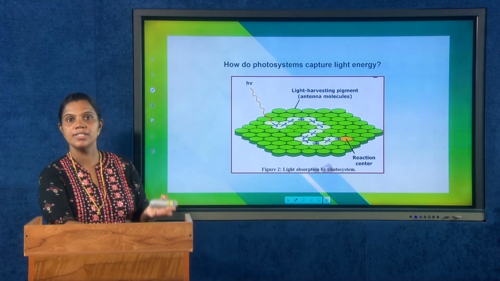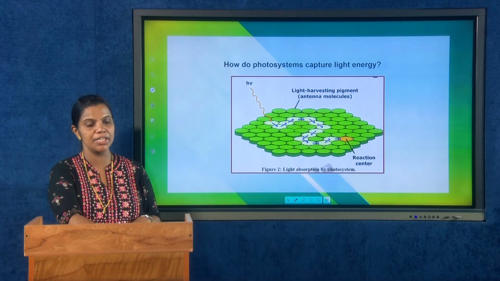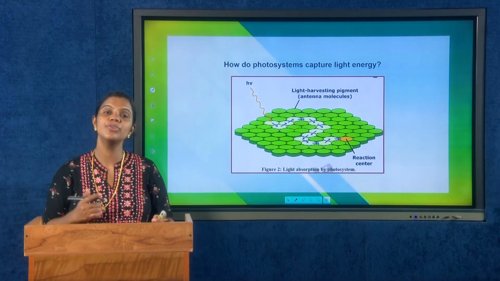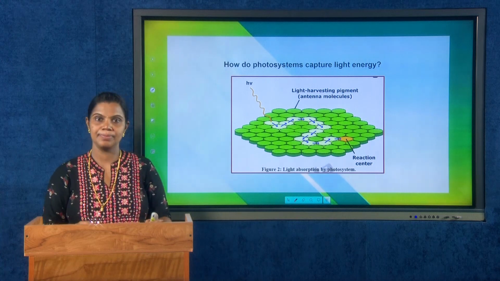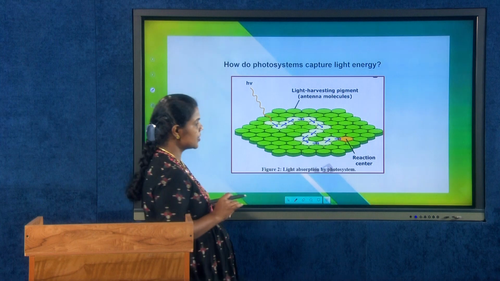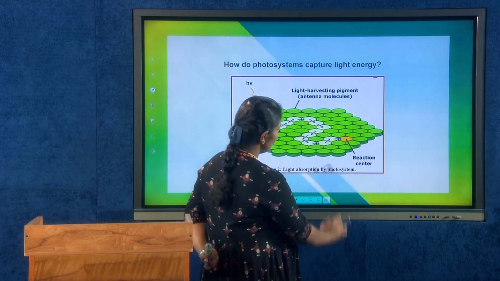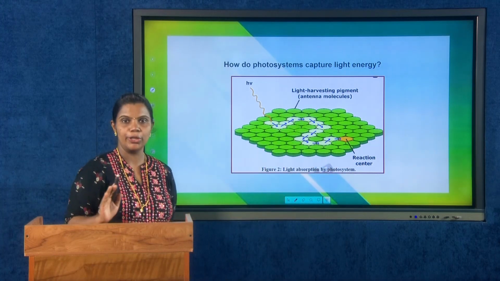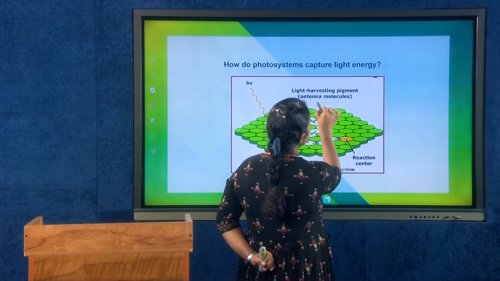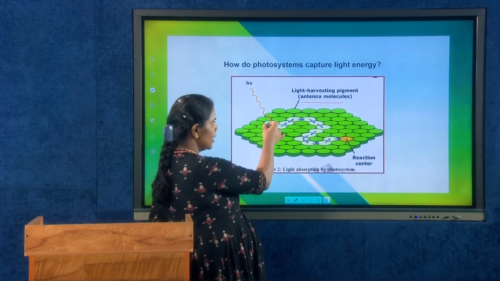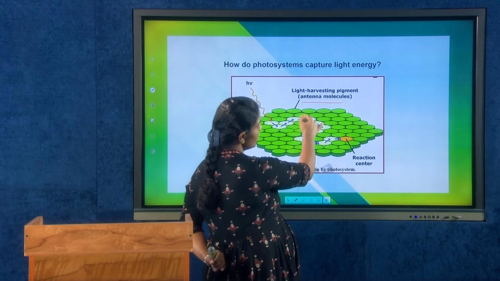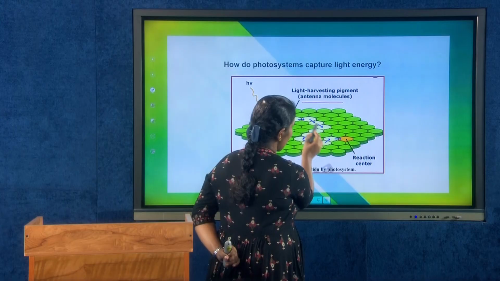Now, we have seen what is cyclic photophosphorylation, what is non-cyclic photophosphorylation, what the photosystems are, and what the light reaction is. Okay. Now, we are going to see how the photosystems capture light energy. In this diagram, you can see the light absorption by photosystems. You can see the reaction center here. This reaction center will probably be a chlorophyll molecule, and here you can see the other light harvesting pigments, that is antenna molecules. When light is falling, the antenna molecules are also involved in light absorption, and the photons are being transferred to the reaction center.